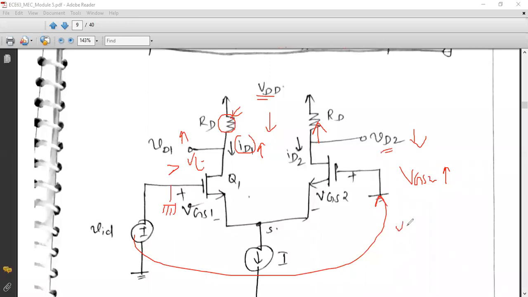Therefore, your output will be positive or negative, students? Output is nothing but VD2 minus VD1. We are taking output from drain terminal 2 and the reference is drain 1. Consider the reference as drain 1. So in that case, the output will be negative. Clear? Any doubts? If you have any doubts, you can ask me now.